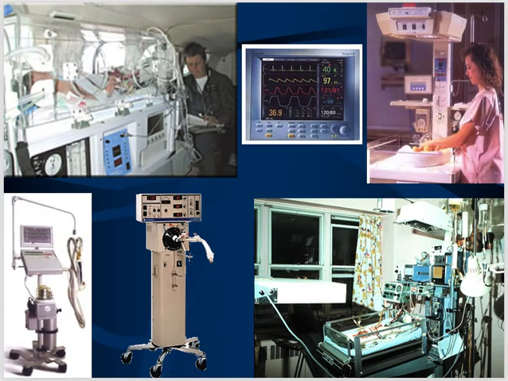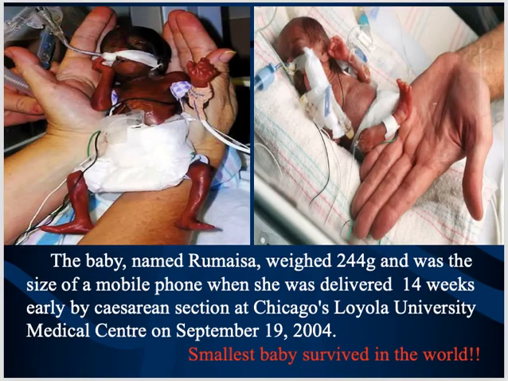Like the modern incubators they are showing. So the baby named Rumaisa weighed 244 grams and was the size of a mobile phone when she was delivered 14 weeks early by C-section at Chicago Loyola University Hospital. The smallest baby survived in the world was like this one.